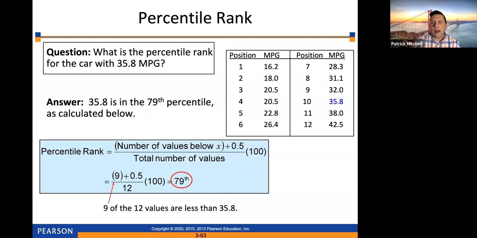All right, so I count, there are 9 cars that have fuel economy less than that. So I take 9 plus 0.5 and divide that by 12. And I actually checked on my calculator. This comes out to be about 79.166666. Percentile ranks are rounded to the nearest whole number, all right? I can't remember ever hearing anybody talk about percentiles that are decimals. They're always written as whole numbers. So in this case, you just round it to the nearest whole number.